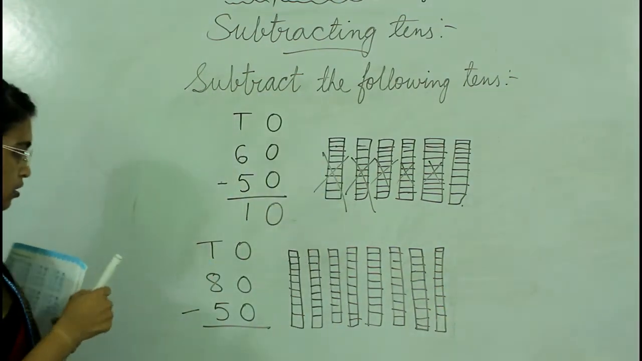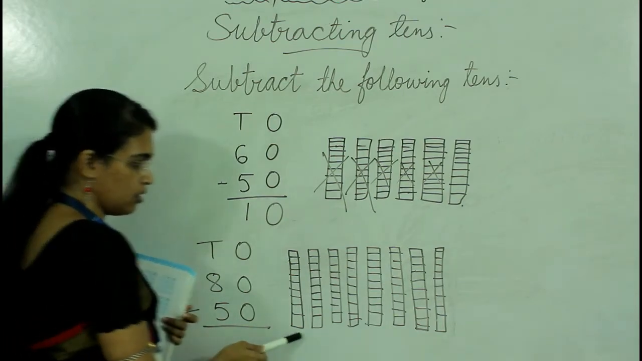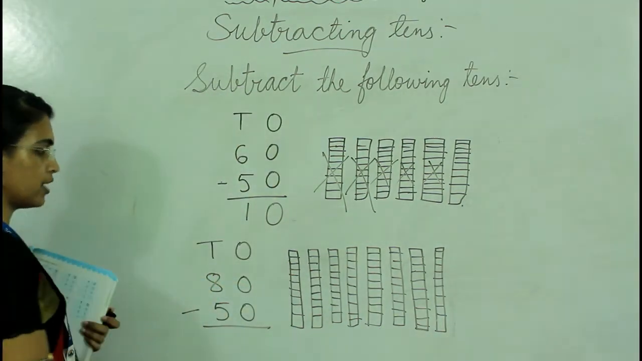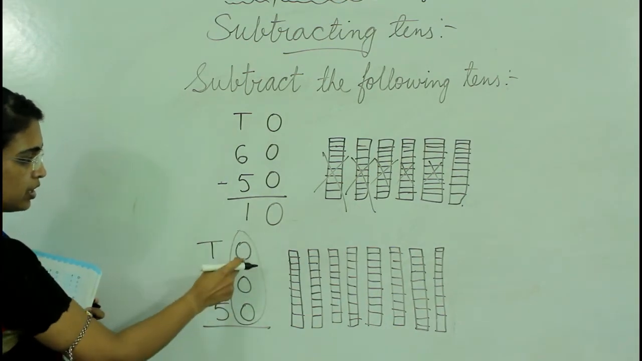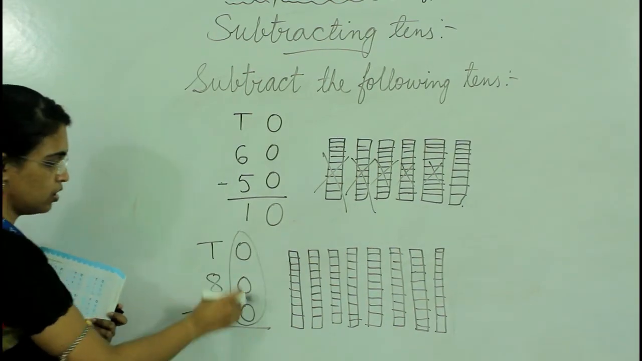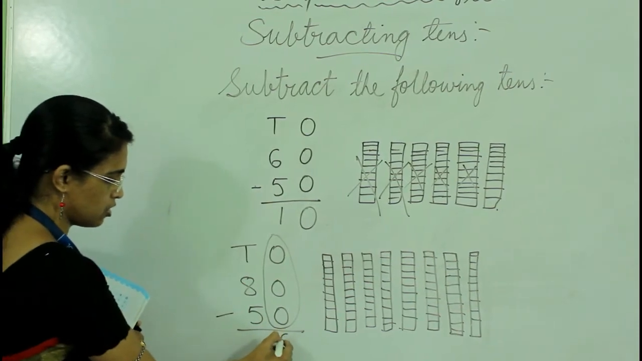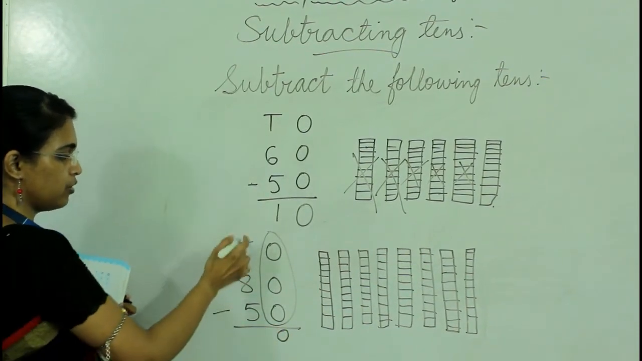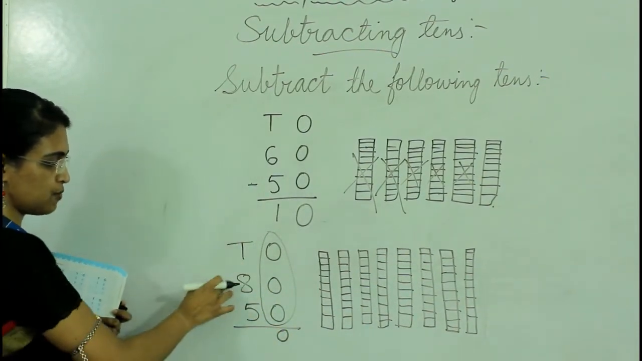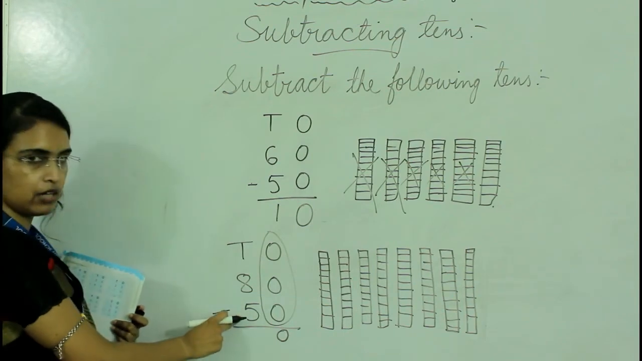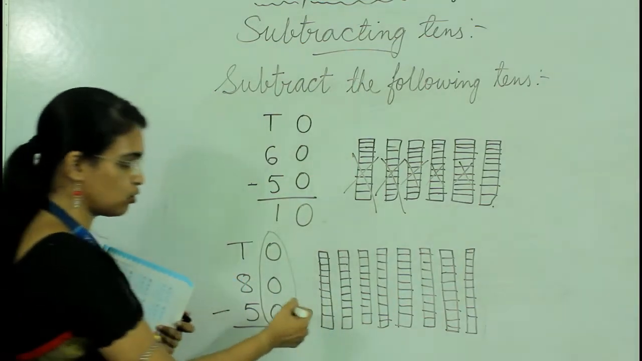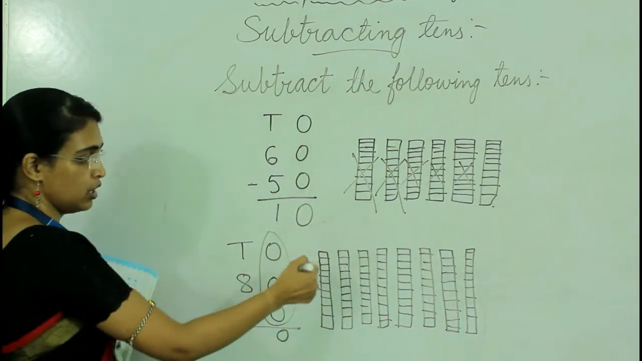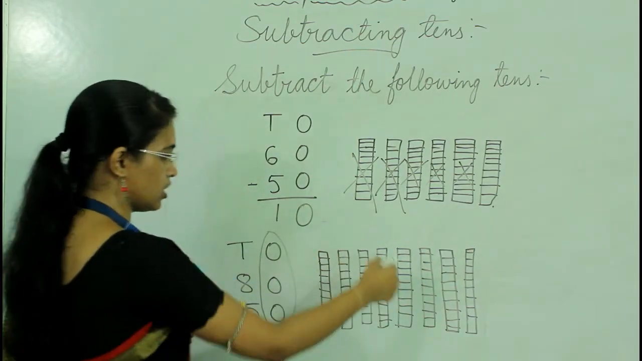Okay, so after drawing these blocks, first we have to check the ones place. So here in the ones place we have 0, 0. 0 minus 0 is 0. Now we will check the tens place. In the tens place we have 8 and we have to subtract 5 from 8. So that means we have to cut 5 groups from these 8 groups.